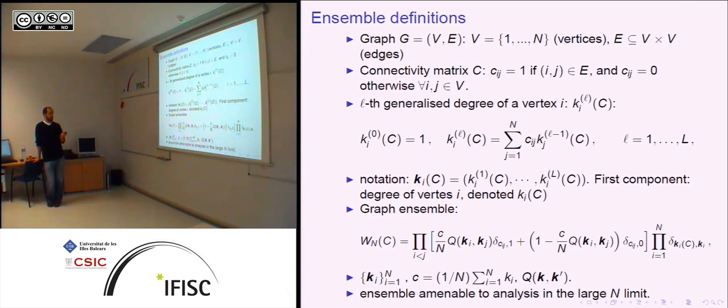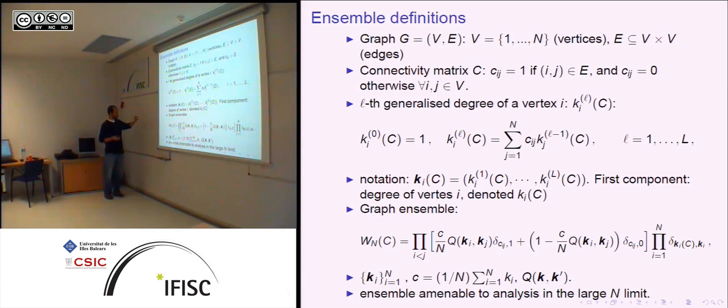And the connectivity matrix is telling you that two nodes i and j are connected if Cij is equal to 1, and not connected if Cij is equal to 0. And then we find the so-called nth generalized degree of a vertex i recursively. What this means is the following. By definition, the zeroth generalized degree is just 1 for the vertices i. And if you look at this formula, the first generalized degree is simply the normal degree of a given vertex, right?